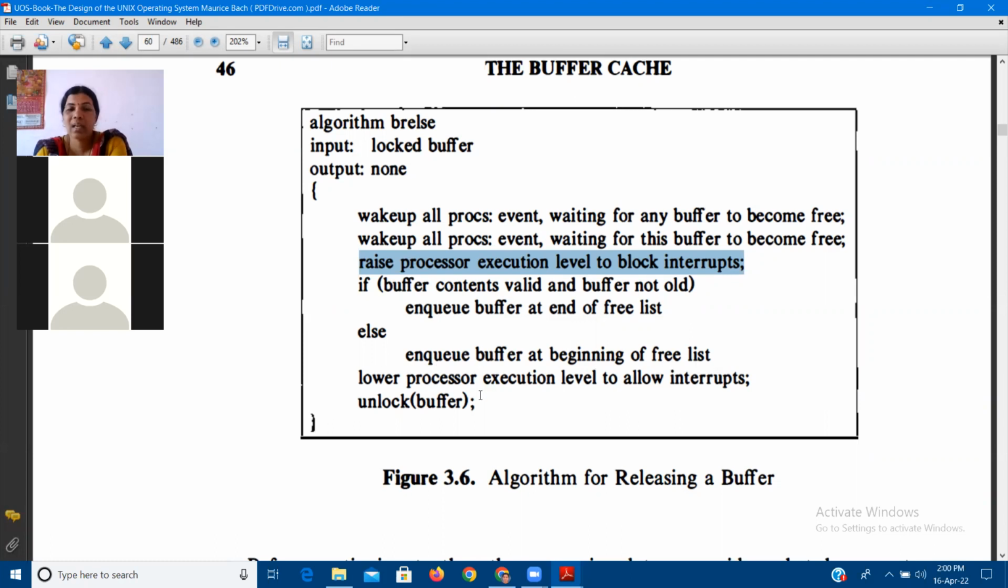राईट, फ्री लिस्ट मध्ये कुठेही इन्सर्शन करू शकतो, लिस्टच्या स्टार्टला पण करू शकतो किंवा एंडला पण करू शकतो. पण स्टार्टला कधी केलं जातं तर बफर कंटेंट्स इनव्हॅलिड असताना आणि बफर ओल्ड असताना. इनव्हॅलिड म्हणजे डिलेड राईट बफर. डिलेड राईट बफर काय सांगतो, अजून माझे कंटेंट्स डिस्कवर राईट झाले नाहीत त्यामुळे मला यूज करू नका, जरी मी फ्री असलो तरी पण मला यूज करू नका. So such buffers are treated as invalid buffers.